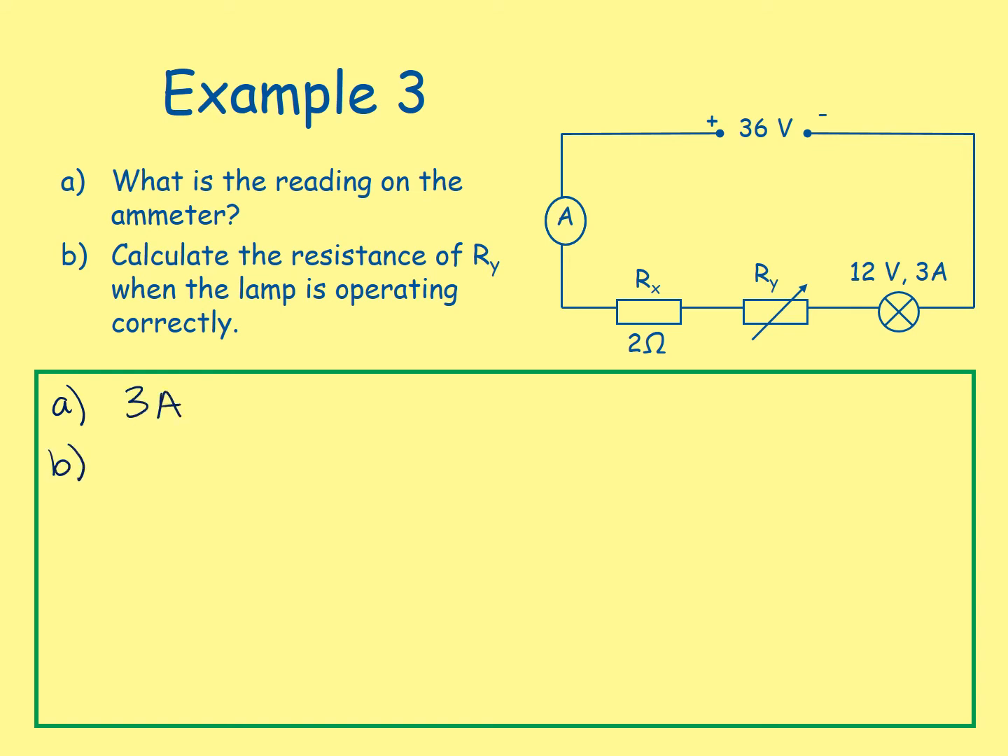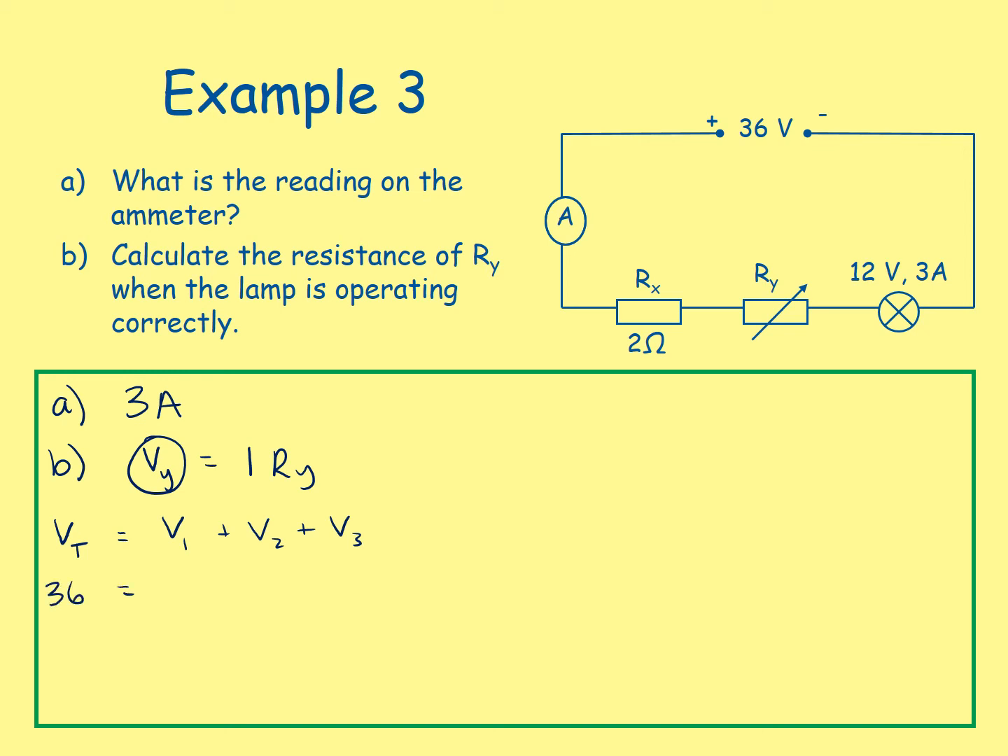Part B. Calculate the resistance of Ry when the lamp is operating correctly. For this, we want to use Ohm's law, so our Vy equals I Ry. So we've got our current, we want to work out our resistance, but we don't have our voltage, so this is what we want to work out first. We can say our total voltage is equal to V1 plus V2 plus V3. This is our rule for voltage in a series circuit. Substituting some values, our total voltage is 36.